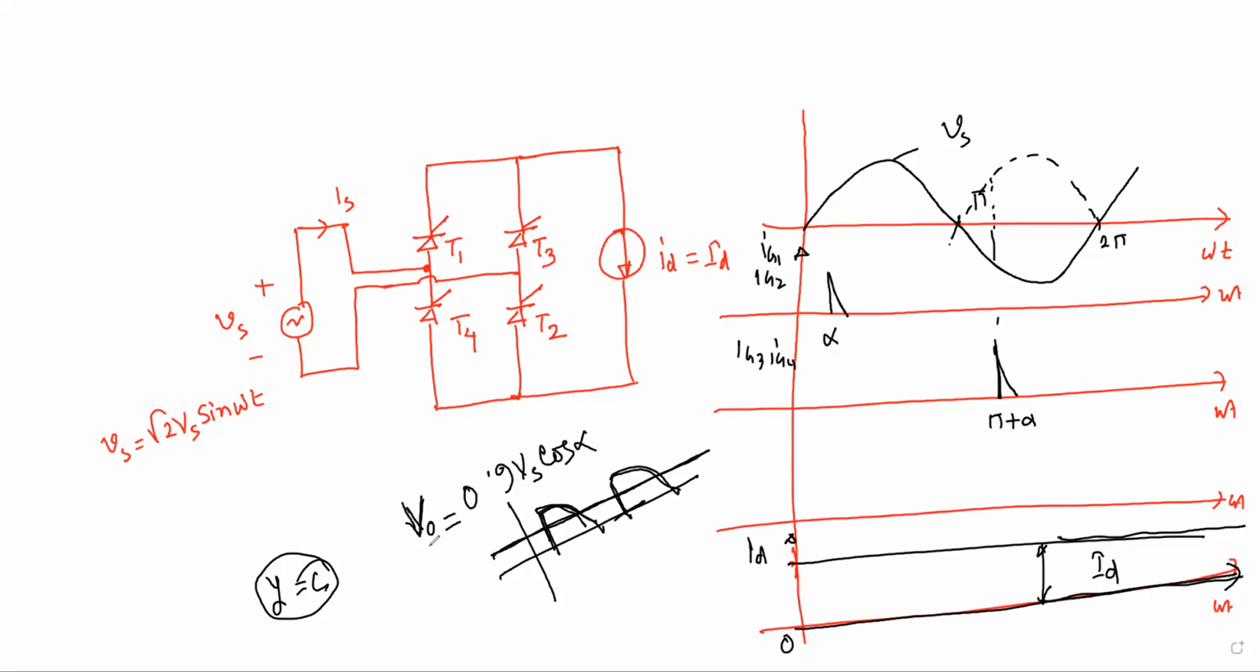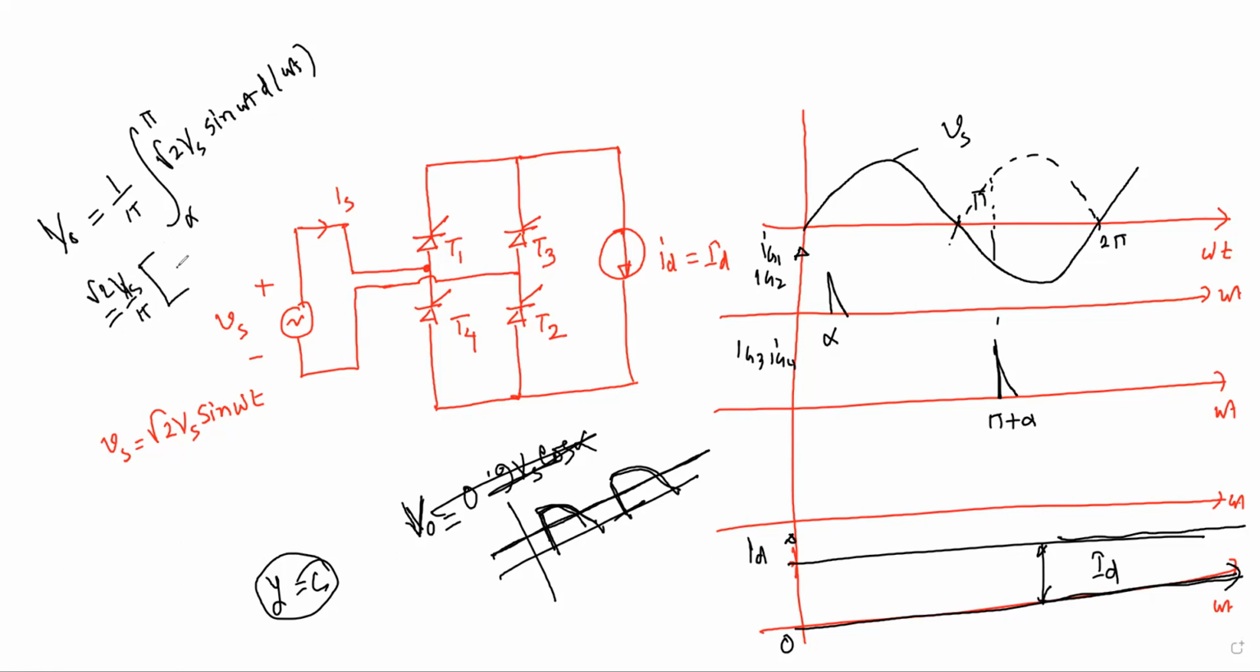It should be 0. Actually, this is not the correct expression I have given to you. 1 by pi, then alpha to pi, then root 2 Vs sine of omega t, d of omega t. So 1 by pi, then root 2 Vs minus cosine of omega t, then it will be pi to alpha, then root 2 Vs by pi, then alpha to 1, and this will be the expression. Am I correct or not?